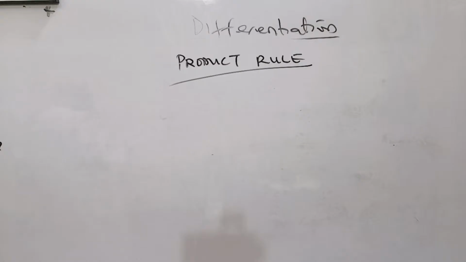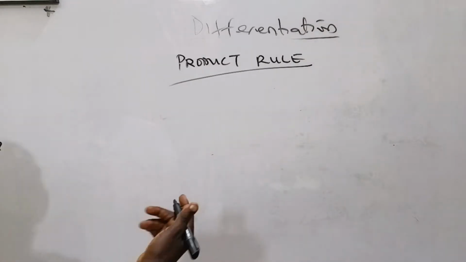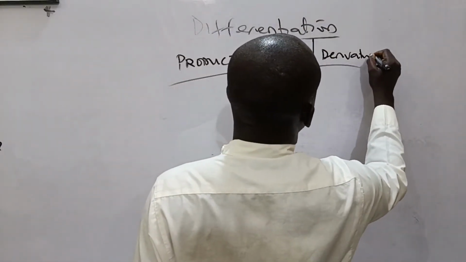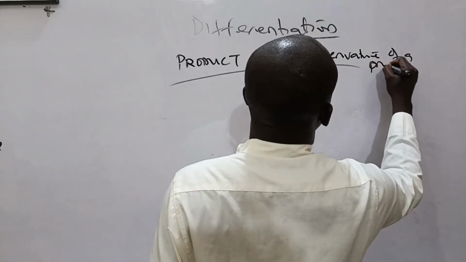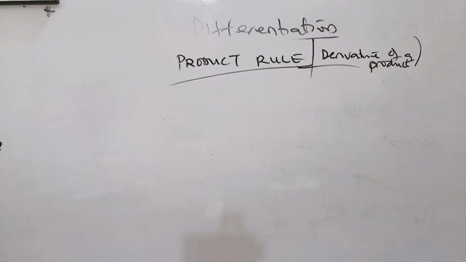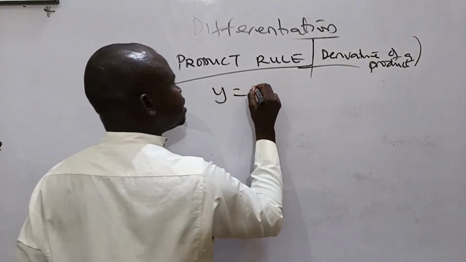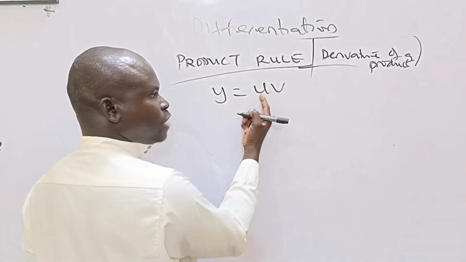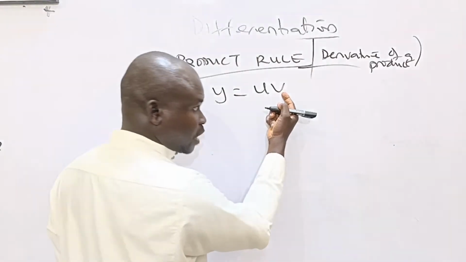What I'm about to discuss is called product rule, or in some textbooks the derivative of a product. Still the same thing. That is, if we have a product of two functions, for instance, let's say y is uv, y is a function of u and v, where u is a function of x, and v is also another function of x.